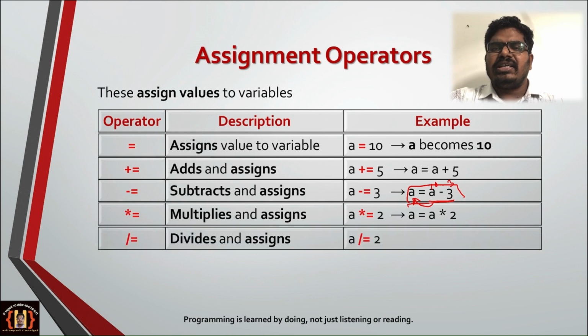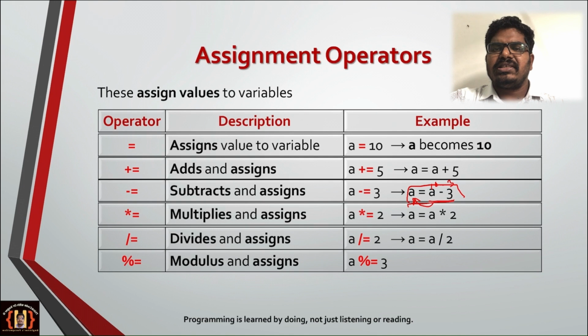Similarly, divide and assign, that is the division operator, the general division forward slash operator and equals, together they have to be used. In this example you can see a divided by equal to 2, which is equivalent to another form, a equal to a by 2. If a equal to 10, a by 2 is 5. So 10 by 2 is 5, and 5 is stored in the variable a.